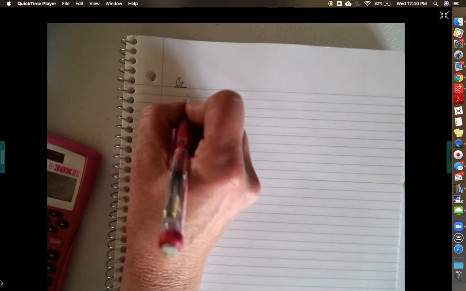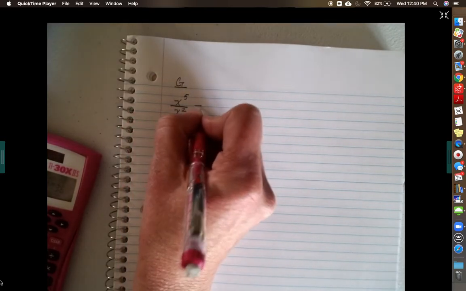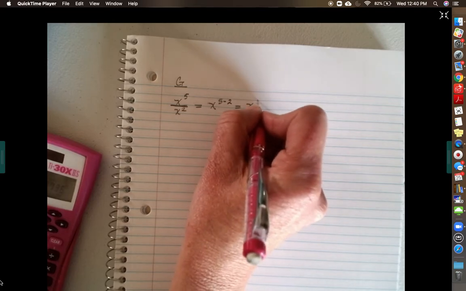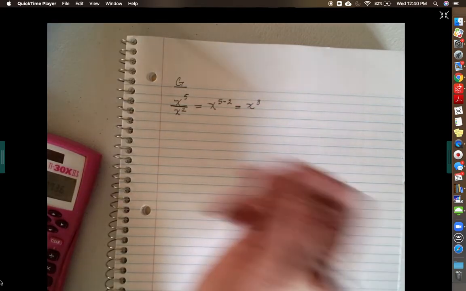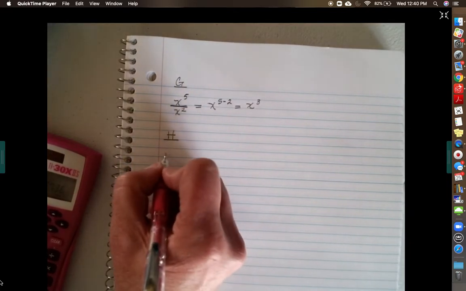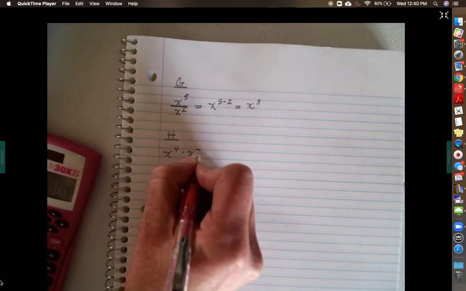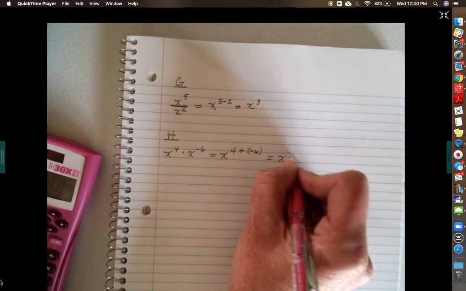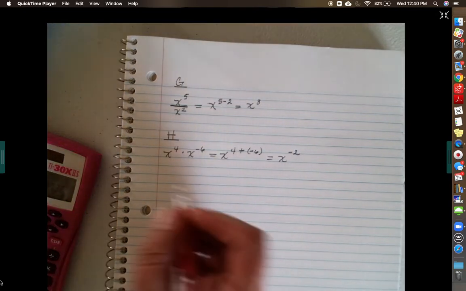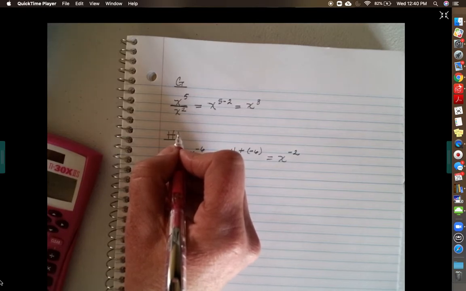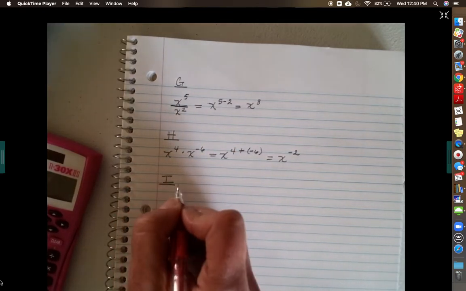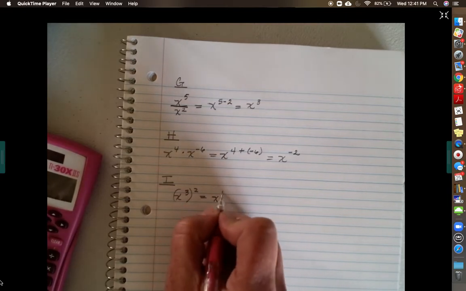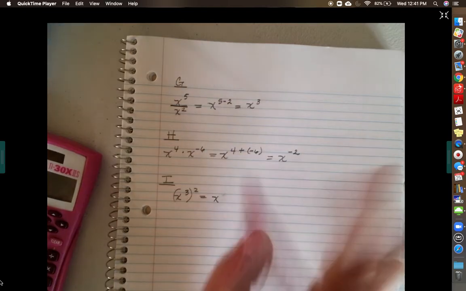You have x to the 5th divided by x to the 2nd. We're dividing, so that means we subtract our exponents. Example H, we're multiplying. So we are adding. Here we have a power to a power. So we are going to multiply and write that out for you.